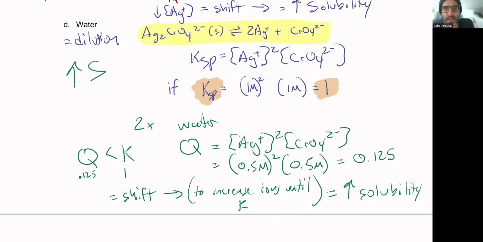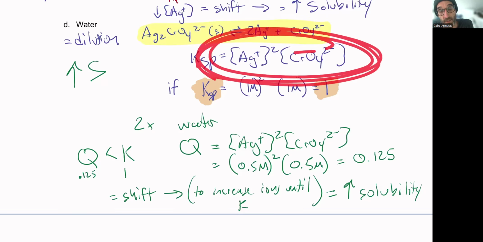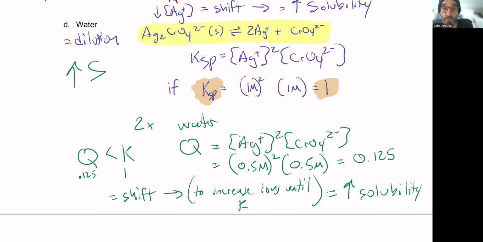There's a handful of reactions that this will affect in different ways, because here I only have the products. We don't have reactants because it's a solid. But there are some equilibriums where, if you double the amount of water, it will shift the other way. So you always have to just think about concentrations, not water. Water is never in equilibrium.